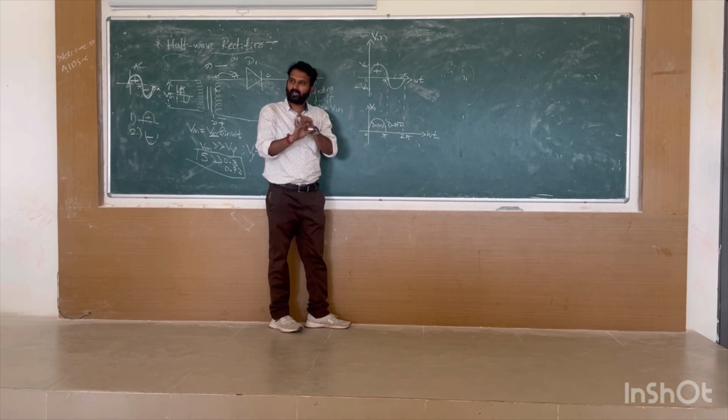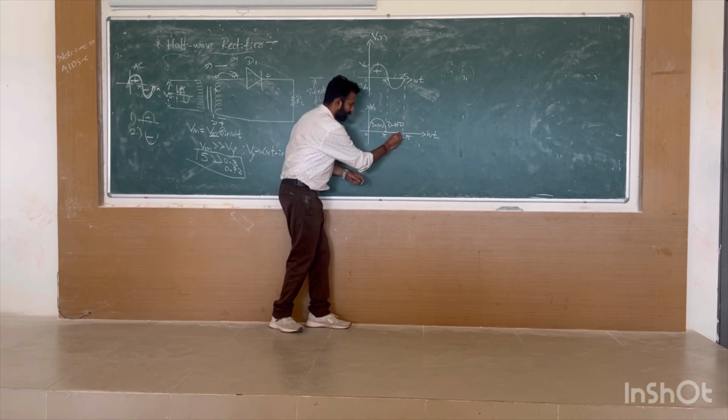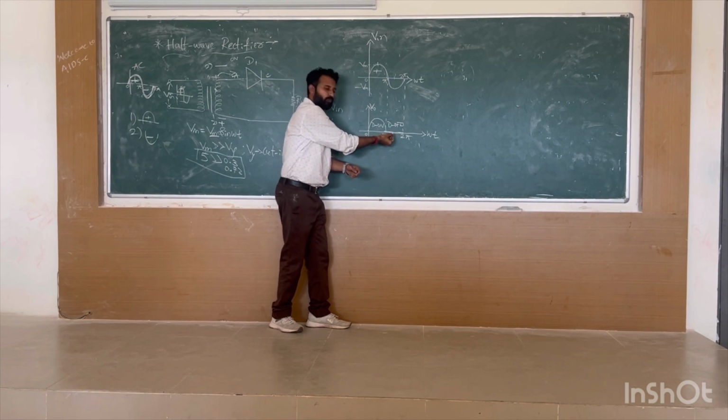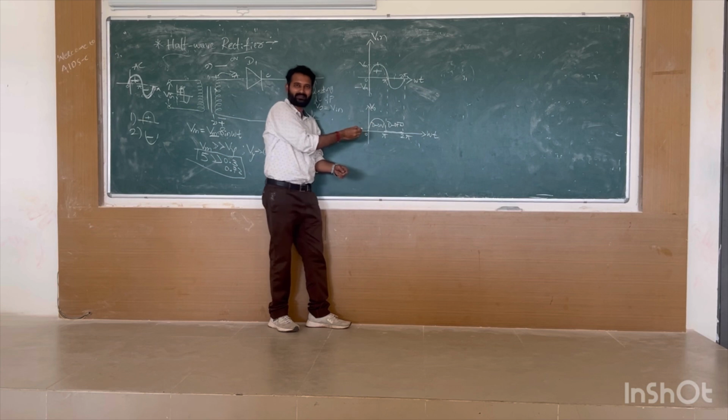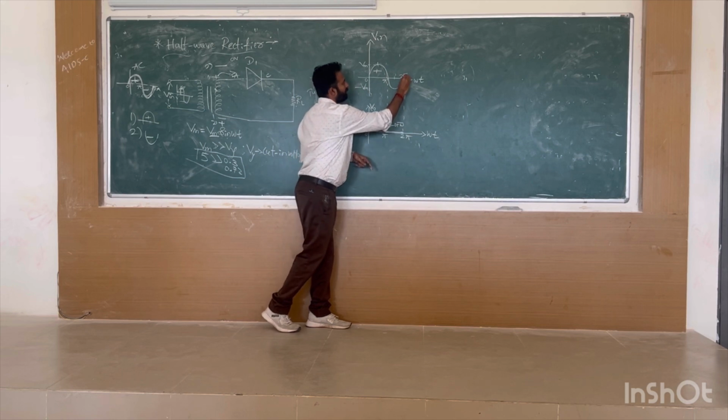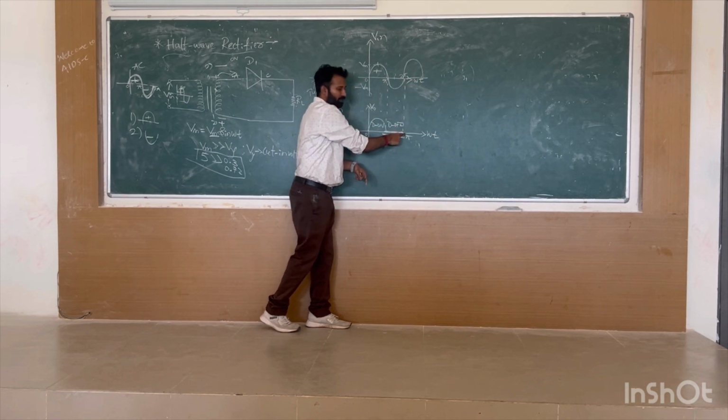There will not be any output. So I will mark it like this. See here, I will mark it as 0. The output will be 0. What is this x-axis? This line is 0. So I will get 0. Like this. Again, if I have a positive cycle, what will happen?